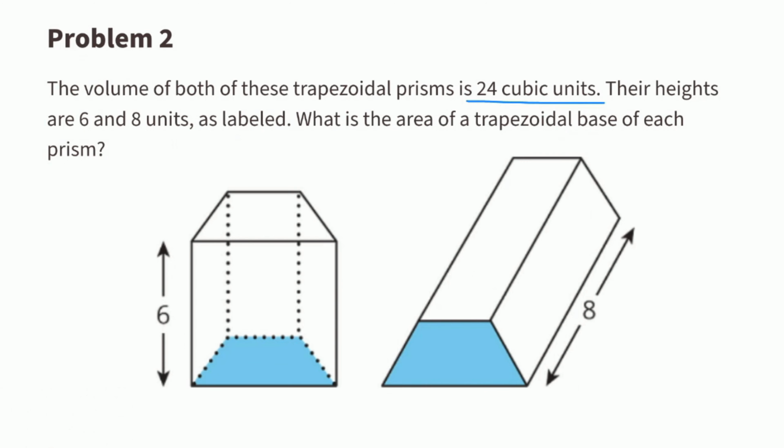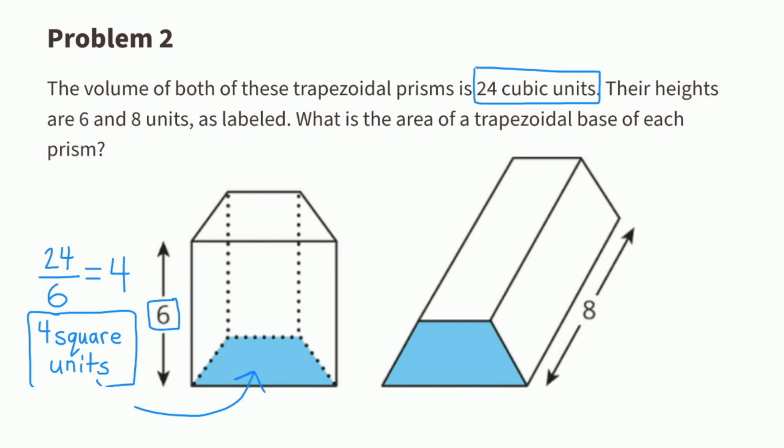Problem number 2. The volume of both of these trapezoid prisms is 24 cubic units. Their heights are 6 and 8 units as labeled. What is the area of a trapezoid base of each prism? The information tells us that their volumes are 24 cubic units. To find the area of the trapezoid's base, we can divide the volume of the trapezoid by its height. That would be 24 divided by 6, which is 4. So the area of the trapezoid base would be 4 square units.